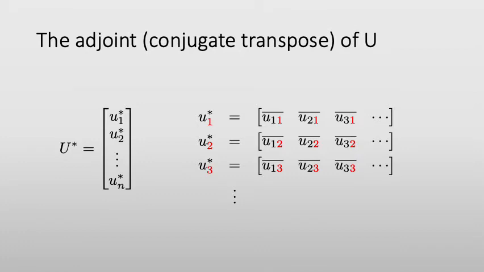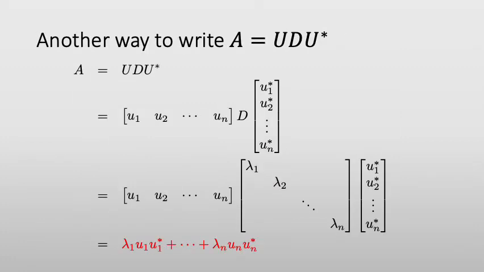On the other hand, the adjoint of U is a column of row vectors. For example, u1 star is the conjugate transpose of u1. Similarly, u2 star is the conjugate transpose of u2, and so on. With all these notations in mind, and using the fact that both U and the adjoint of U can be written as block matrices, the equation A equals U D U star takes the following form.